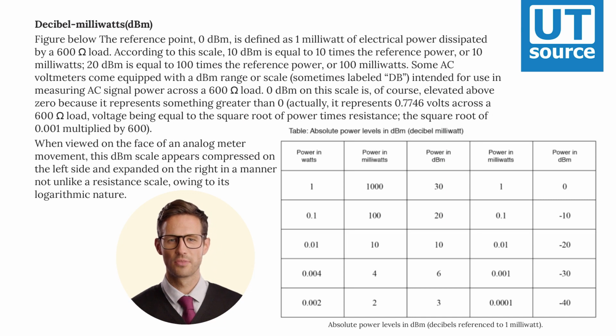When viewed on the face of an analog meter movement, this dBm scale appears compressed on the left side and expanded on the right, in a manner not unlike a resistance scale, owing to its logarithmic nature.